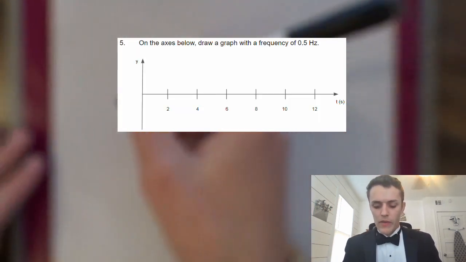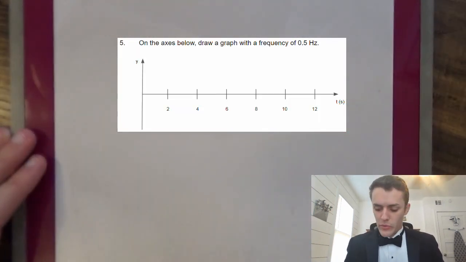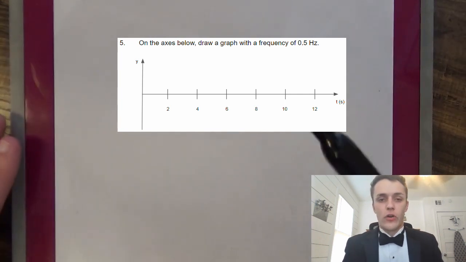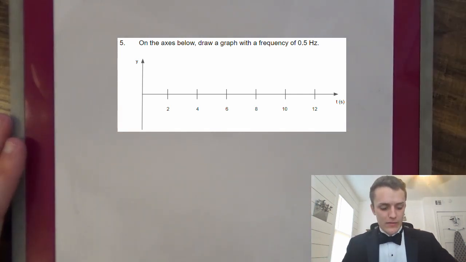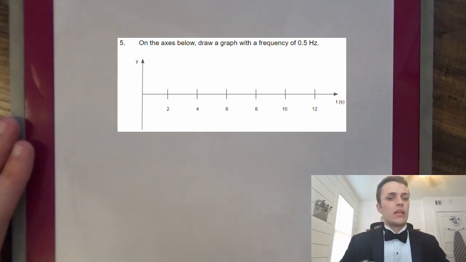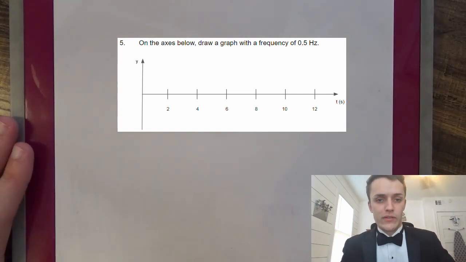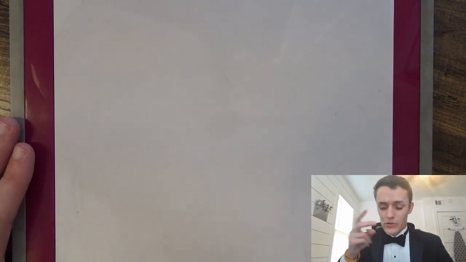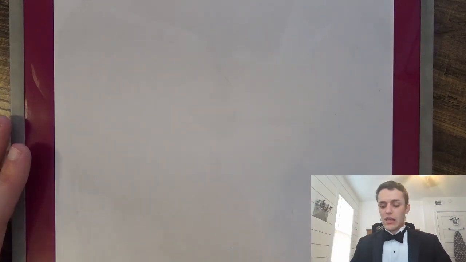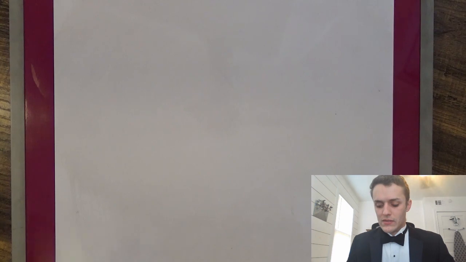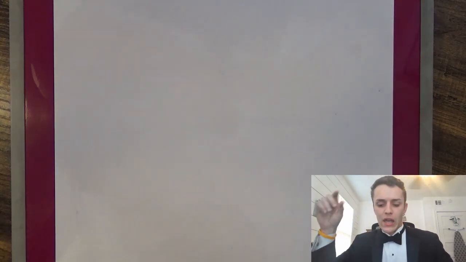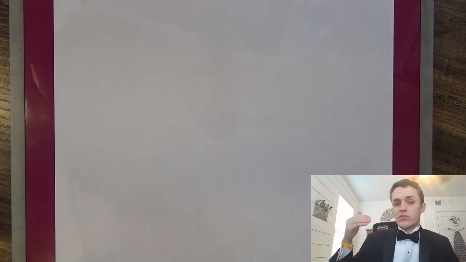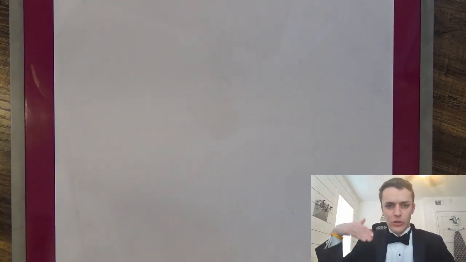All right. On the axis below, draw a graph with a frequency of 0.5 hertz. This one might sound a little tricky because the previous one gave you a period and this one gives you a frequency. But there are 2 ways you could solve this one. You can break this down and say, oh, half a hertz is 1 oscillation for 2 seconds, and just look at it that way.